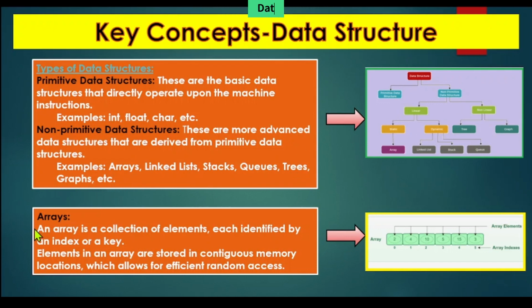Arrays. An array is a collection of elements, each identified by an index or a key. Elements in an array are stored in contiguous memory locations, which allows for efficient random access.